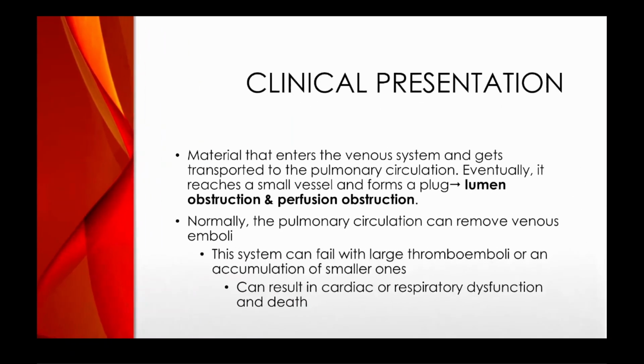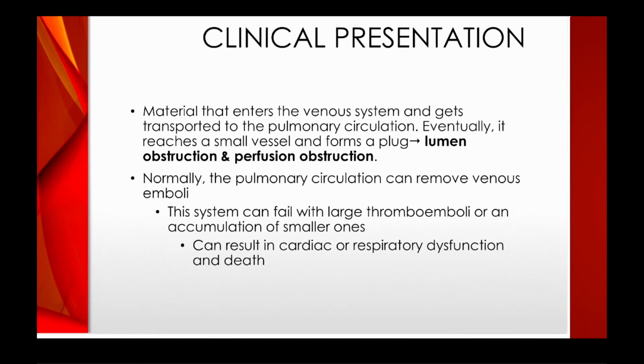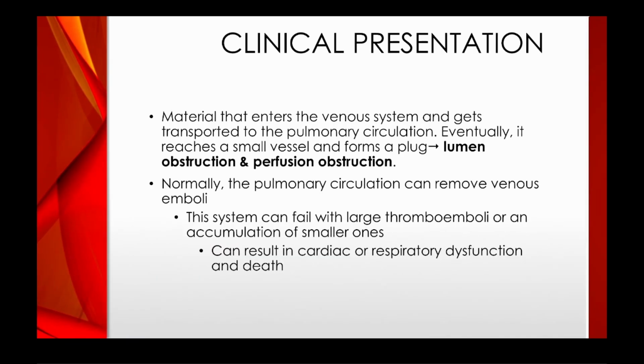So clinical presentation. Material from the venous system gets transported up through the pulmonary circulation. Eventually, whenever the size of that clot is bigger than the size of the lumen, it's going to get stuck. It just keeps going until it gets to the right size vessel, and then it gets lodged. So we have lumen obstruction and perfusion obstruction.